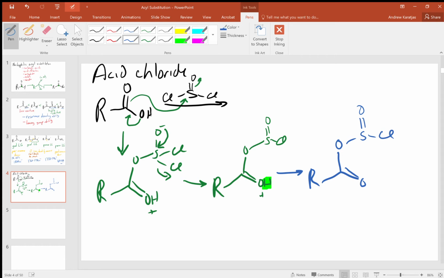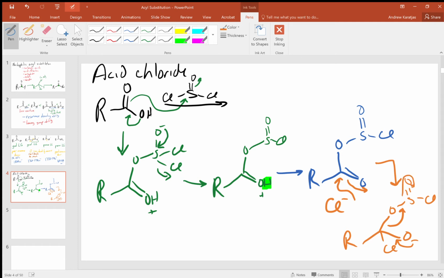And ultimately what has happened is that we've made this oxygen into a good leaving group. We can now have chloride come in and attack the carbonyl. That shifts the electrons up onto oxygen. And then the carbonyl reforms, kicking out the oxygen group and giving us our acid chloride product. We also get some byproducts, sulfur dioxide, as well as the chlorine leaving group.